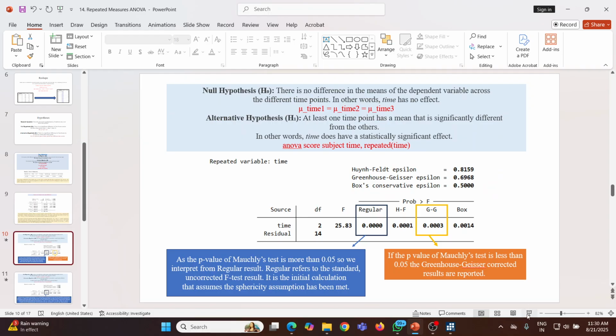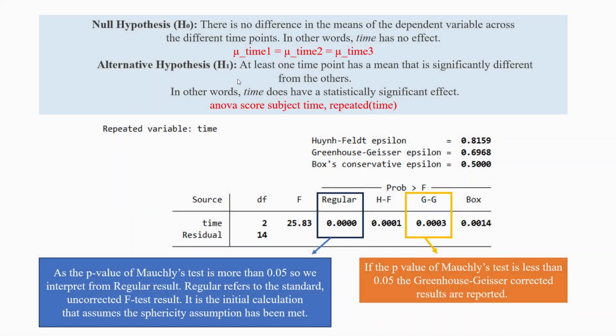So what is a null hypothesis? Null is there is no difference in the means of the dependent variable, that is score, across the different time points. In other words, time has no effect. That is, mu at time 1 is equal to mu at time 2 is equal to mu at time 3. Alternative: at least one time point has a mean that is significantly different from the others. In other words, time does have a statistically significant effect. It's the same command which we have seen earlier.